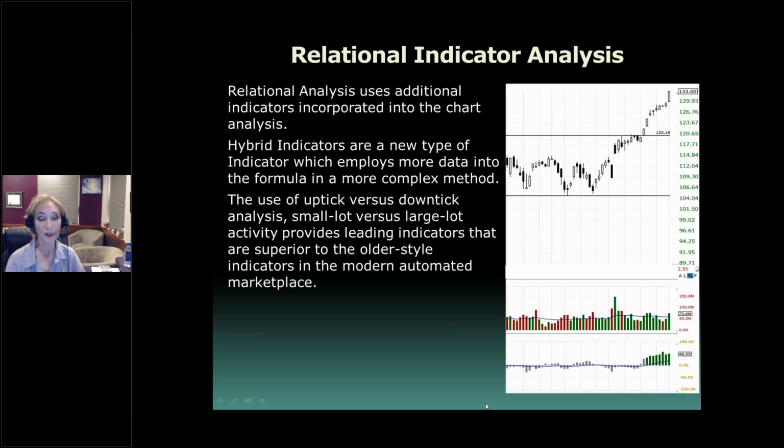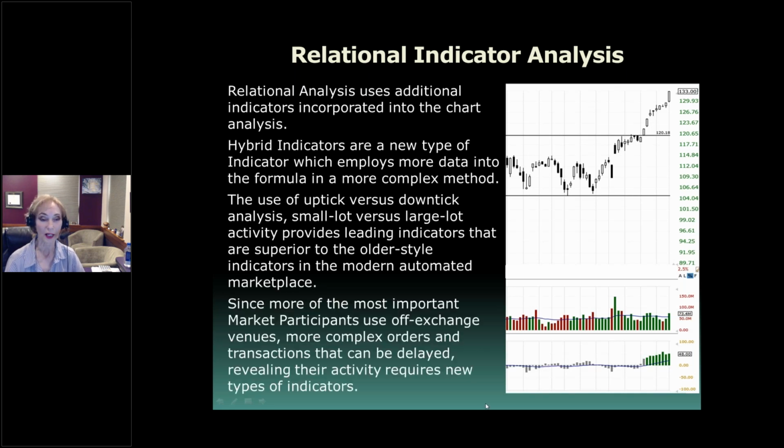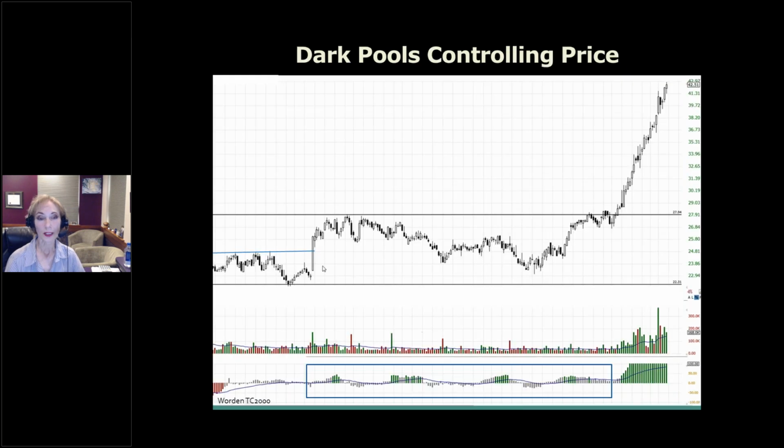These are the indicators you need to add to your MACD, add to your stochastics. Since more of the most important market participants use off-exchange venues, more complex orders and transactions that can be delayed until end of day or after market close, revealing their activity requires new types of indicators. And so include these in your indicator toolkit. So we can see dark pools are accumulating, and then after they let everybody know, it takes off, and we can see quiet accumulation before it takes off occurring down here.